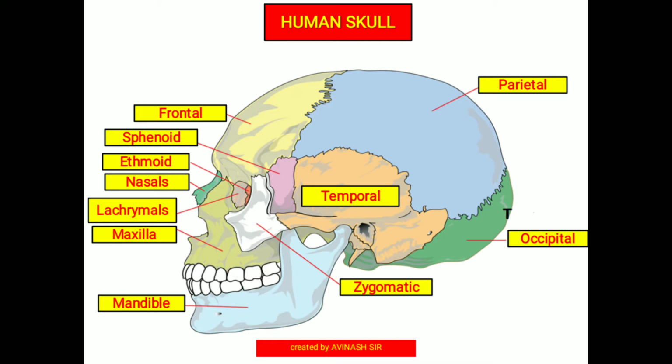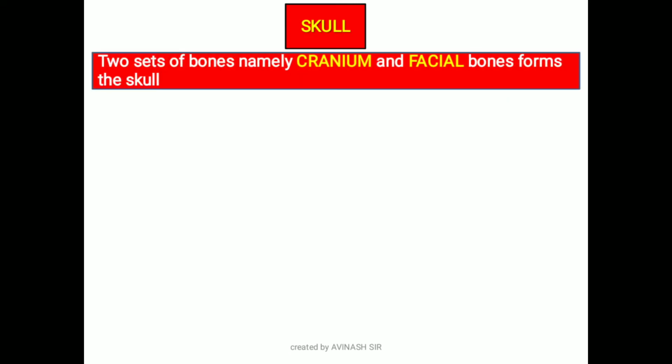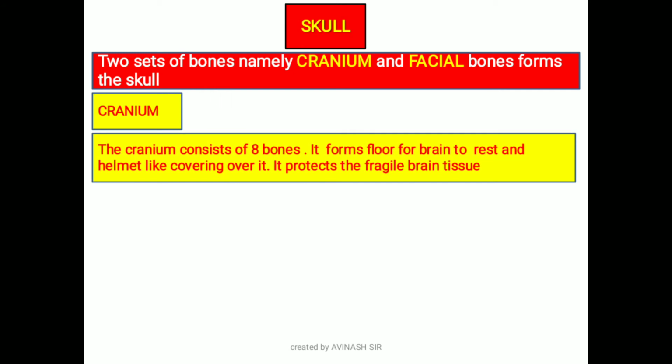Now we'll go ahead and discuss the same things in brief or in detail. Skull. The two sets of bone, namely cranium and facial bones, form the skull. These two are the main bones. Now, the cranium. The cranium consists of 8 bones.